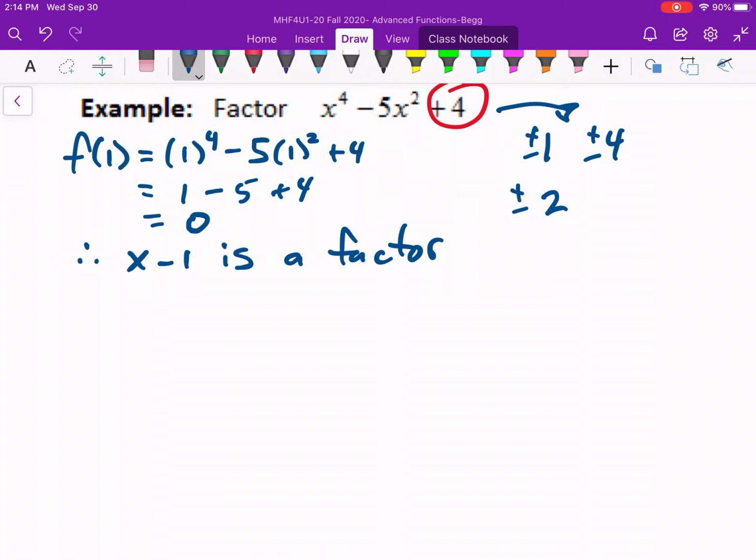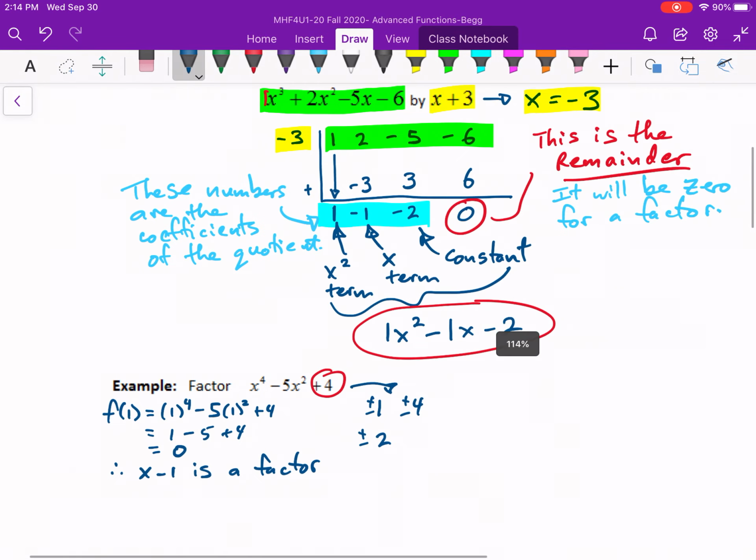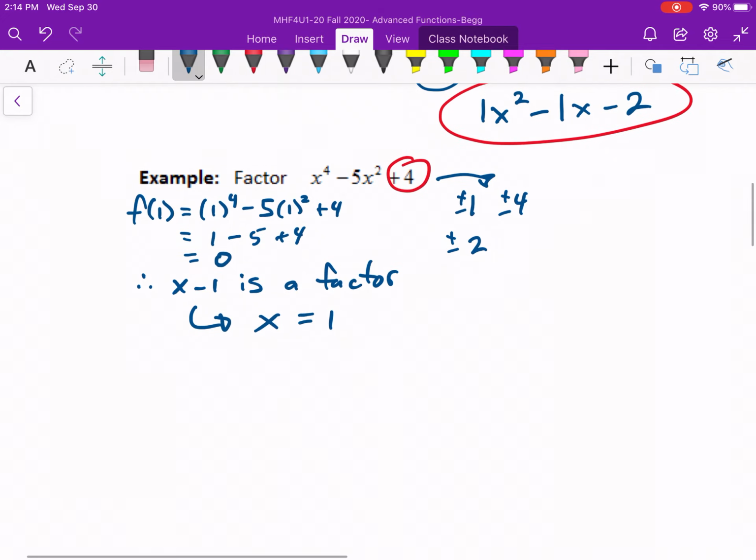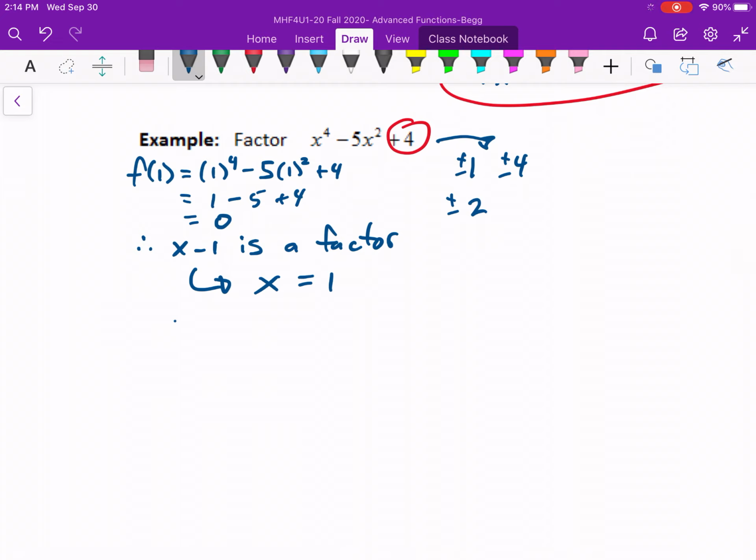for my synthetic division. So I'm going to set it up like I did just above, x equals 1. So I'm going to put 1, and then I'm going to draw my box. I'm going to get my coefficients. So I'm going to go back to my coefficients here, and I've got a 1 in front of the x to the 4.